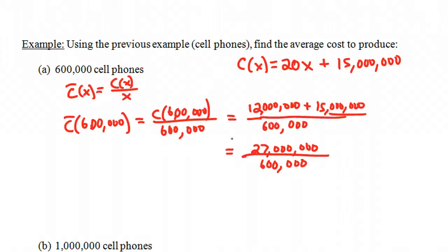So how much does it cost per cell phone? What's the average cost per cell phone? It's 27 million divided by 600,000. If you get a calculator out, that's 45. So what that means is the average cost per cell phone is $45. Now remember, it just costs $20 to make each additional cell phone, but you had some fixed costs involved. So we knew the average cost was going to be bigger than 20. It turns out the average cost per cell phone is $45 if you make 600,000 cell phones.